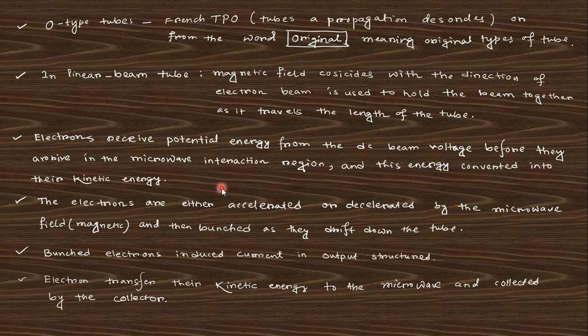Depending on the phase of the RF power, the electron can be accelerated or decelerated, and the bunched electrons induce current in the output stage. When the electrons are bunched, we will discuss in detail what bunched electrons are, and these bunched electrons induce the current in the output structure. Electrons transfer their kinetic energy to the microwave and are collected by the collector. So here the main funda is that the energy of the electron is taken from the DC source, and then it moves with that energy converted into kinetic energy. The kinetic energy of the electron is transferred to the RF power.